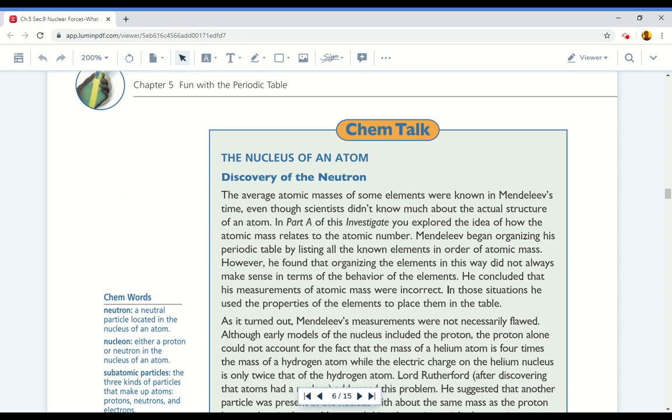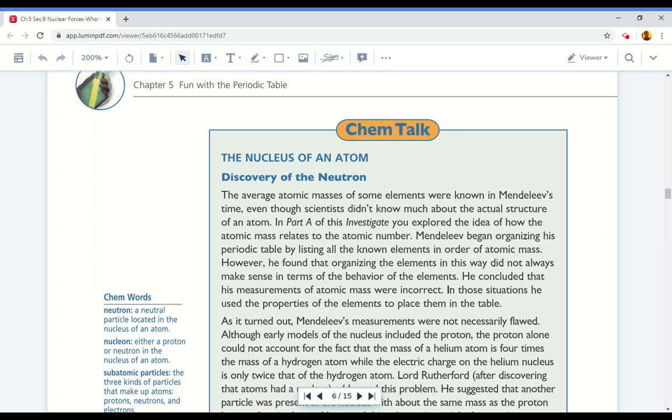Section 9. Nuclear Forces. What limits and determines an atom's mass? Chem Talk. The nucleus of an atom. Discovery of the neutron. The average atomic masses of some elements were known in Mendeleev's time, even though scientists didn't know much about the actual structure of an atom.